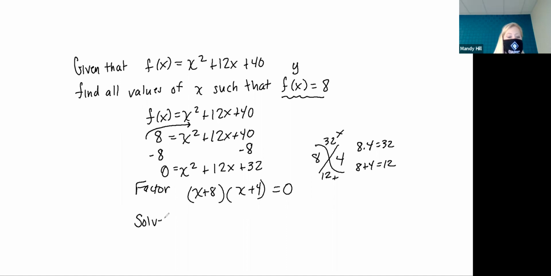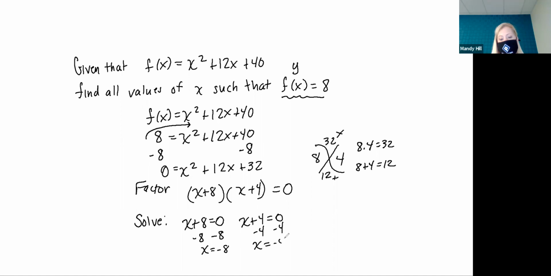Then we're ready to solve it. And to solve it, you say x plus 8 equals 0 and x plus 4 equals 0. We're going to subtract 8 from both sides, so x is -8. Going to subtract 4 from both sides, so x is equal to -4.